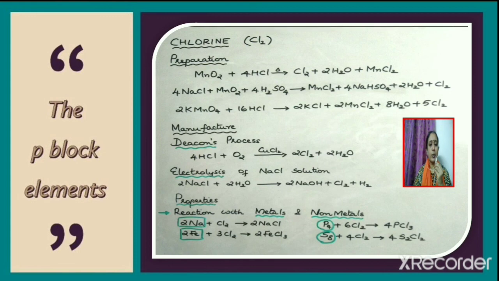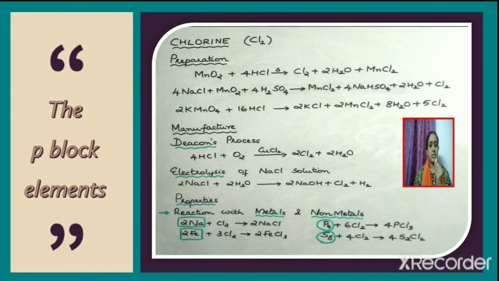Now how is chlorine manufactured? It is manufactured by a process known as Deacon's process. Here HCl reacts with oxygen in the presence of copper chloride to give chlorine and water. Chlorine can also be manufactured by the electrolysis of sodium chloride solution. We know that when electricity is passed through brine solution, decomposition of sodium chloride takes place and the products obtained are sodium hydroxide, chlorine and hydrogen.